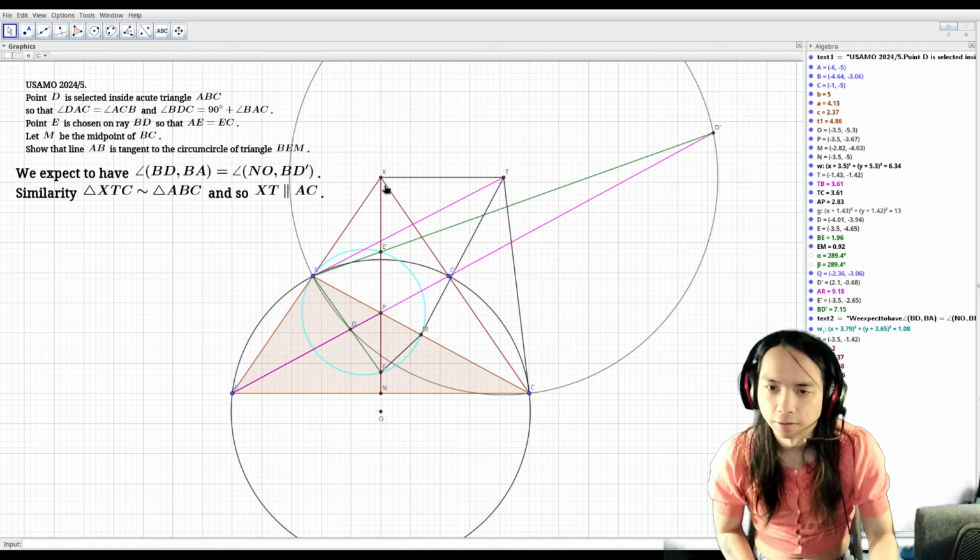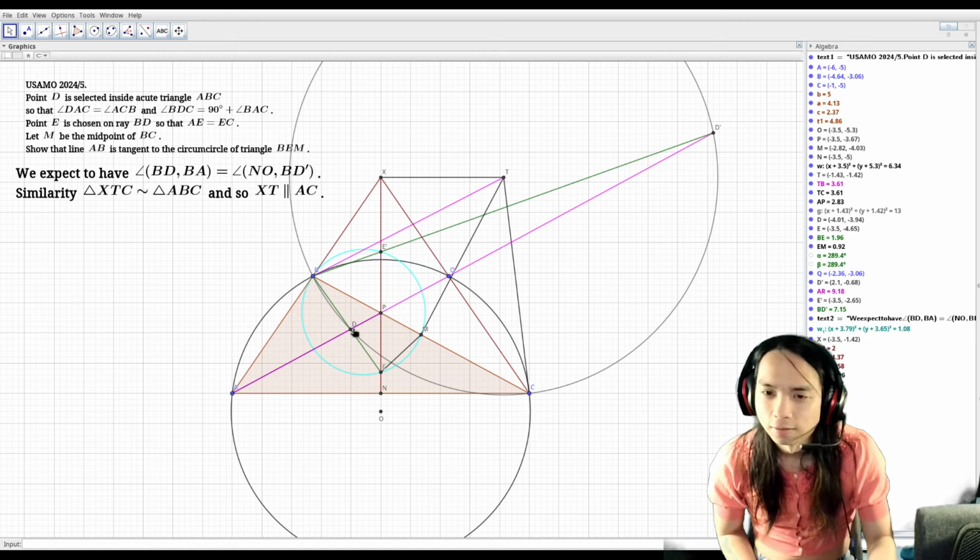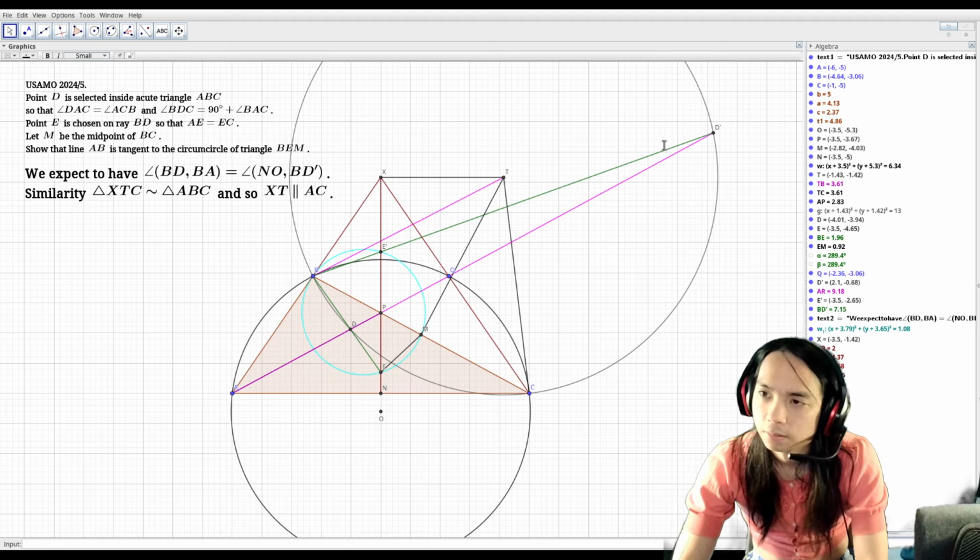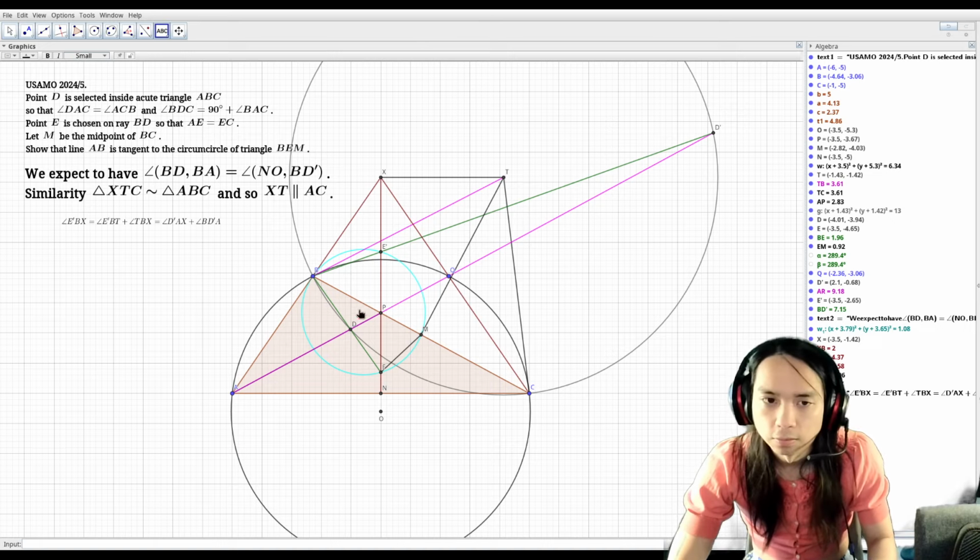Okay, well, one thing I can do is, this angle XBE', you can kind of measure, because XBE' is XBT, this green to this red is this green to pink plus pink to red, and then the pink angle transfers here. So let me see. Angle E'BX equals angle E'BT plus angle TBX equals angle D'AX plus angle... So this is true, right?